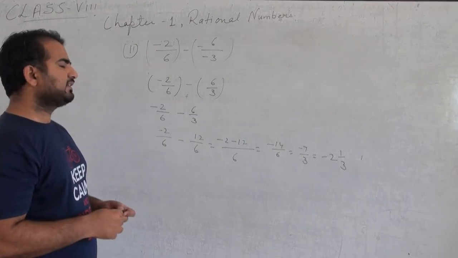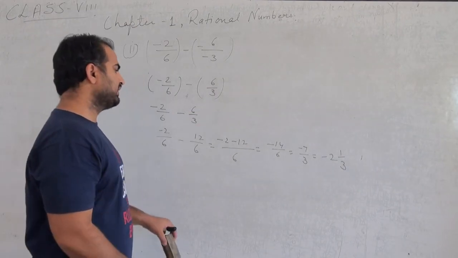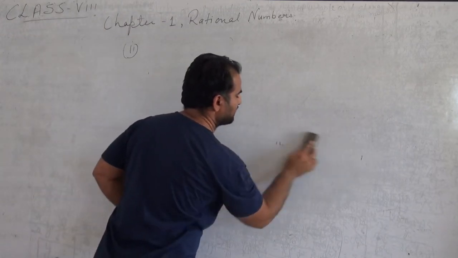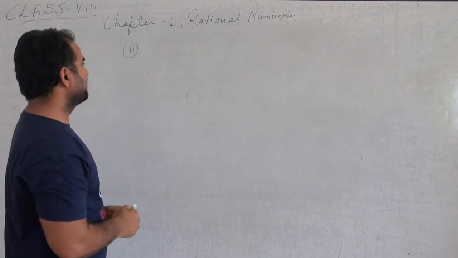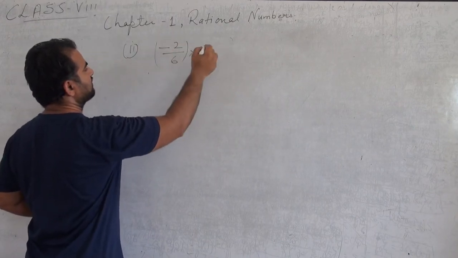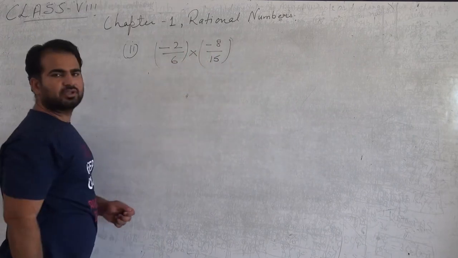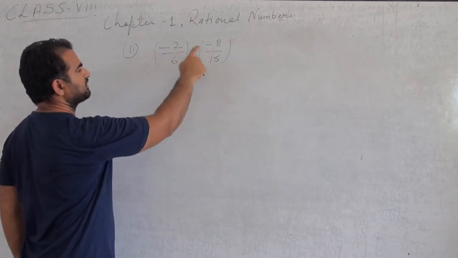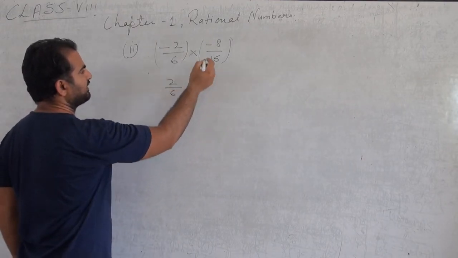Okay. Next, if we have to multiply two rational numbers, what we have to do is, if they can be divided, then we have to divide first, then multiply. Like if the question is minus 2 by 6 multiplied by minus 8 upon 15. Okay. So now we check that there are two negative signs, so the answer will be positive. So we can say that it will be 2 by 6 multiplied by 8 by 15.